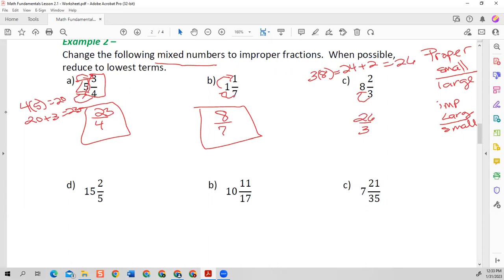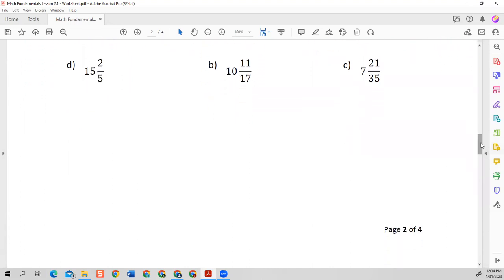Does this reduce? Well, we can always check to make sure it reduces or it doesn't, because you always want to put it in simplest form. But in this case here, 26 is made up of 2 times 13. Therefore, it does not reduce because 3 does not reduce with 13 or 2. All right, so let's do our next set of examples.